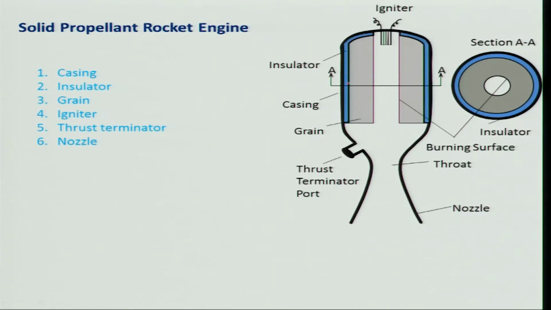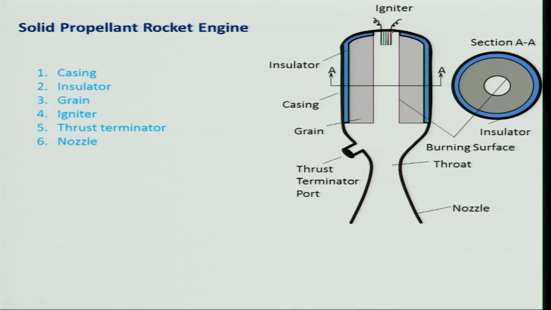The insulator is given so that heat does not go away, and also so that it does not get burned towards the end. This has a nozzle with a throat area, and this is a thrust terminator and igniters. That is to initiate the combustion, and this is basically the end burning grain.